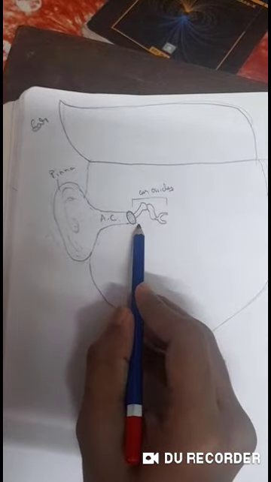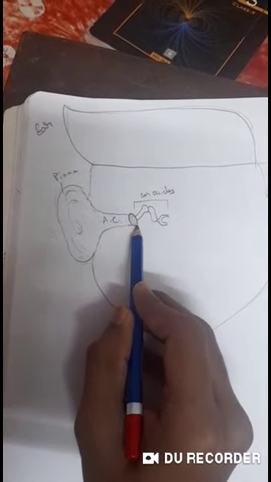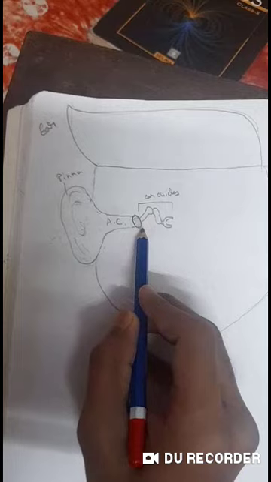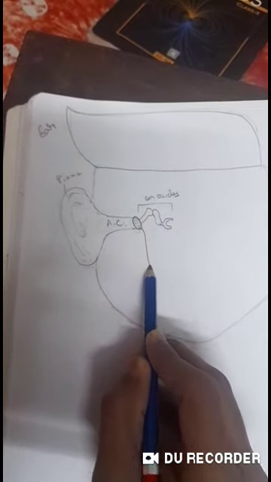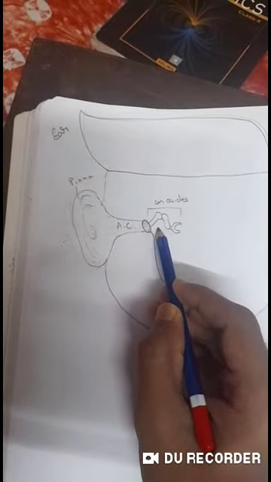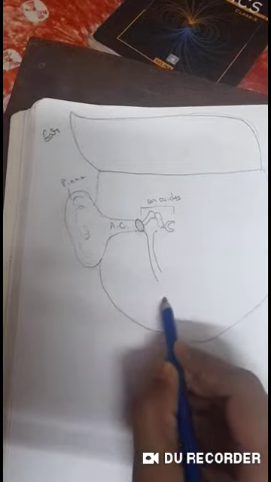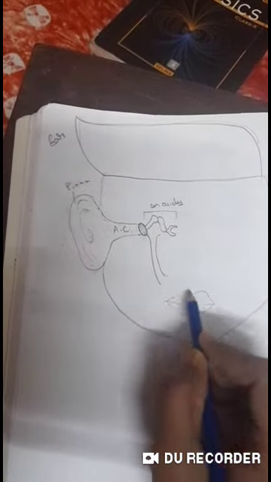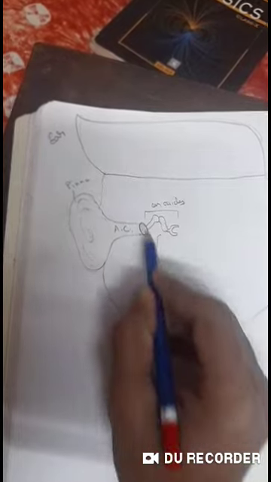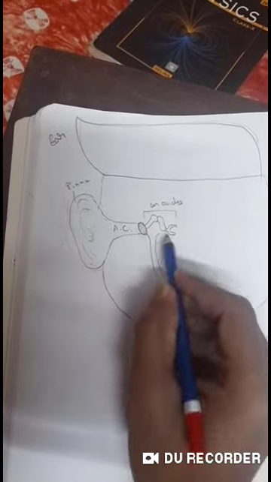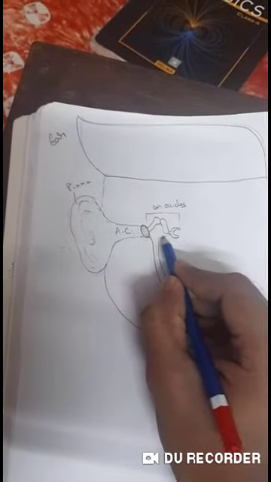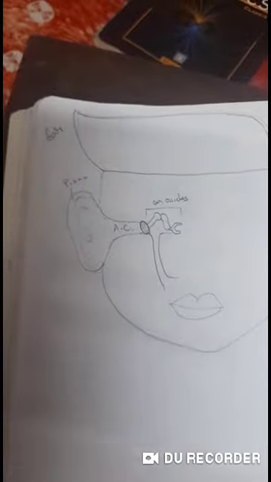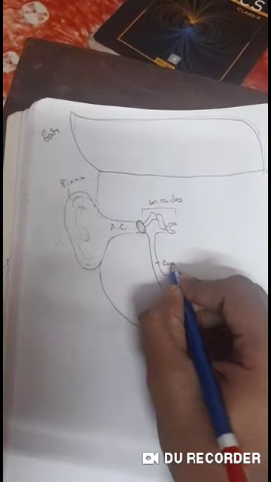Now from this eardrum, from this same space, another canal arises which connects the ear to the mouth. Suppose here is the mouth. It connects the mouth cavity with the ear. I will explain later what the function of it is. This is known as the eustachian tube.